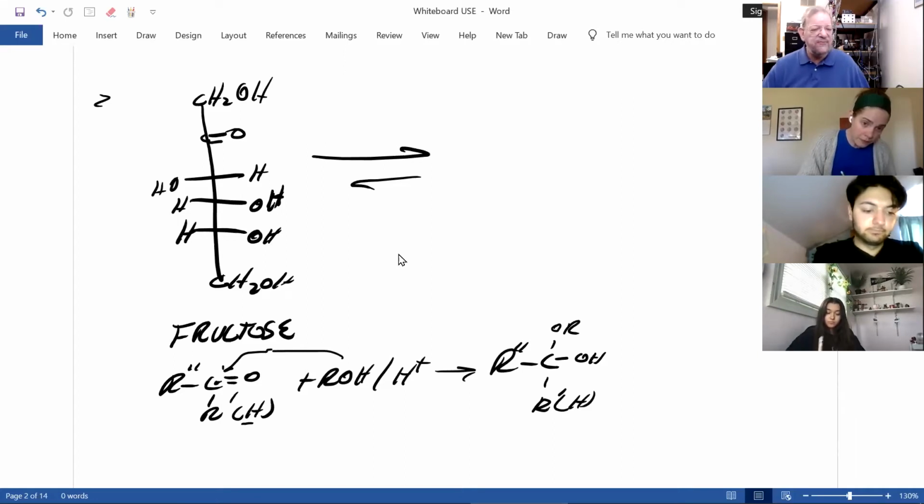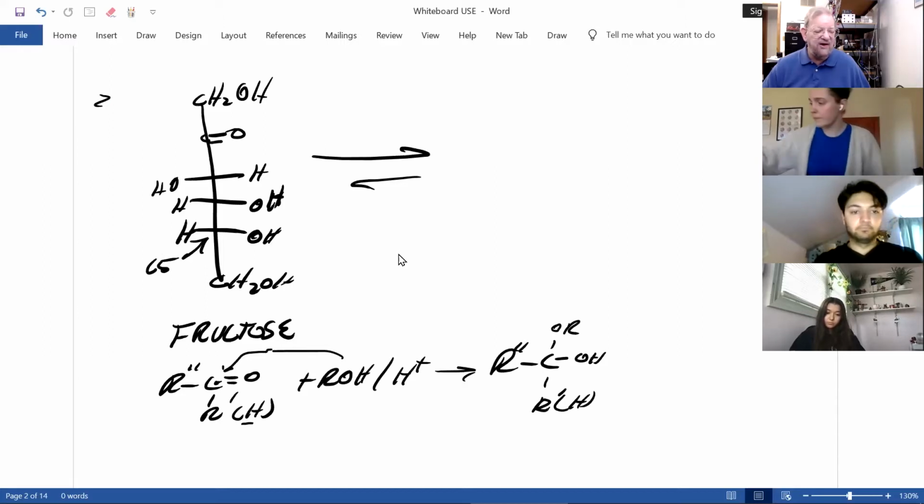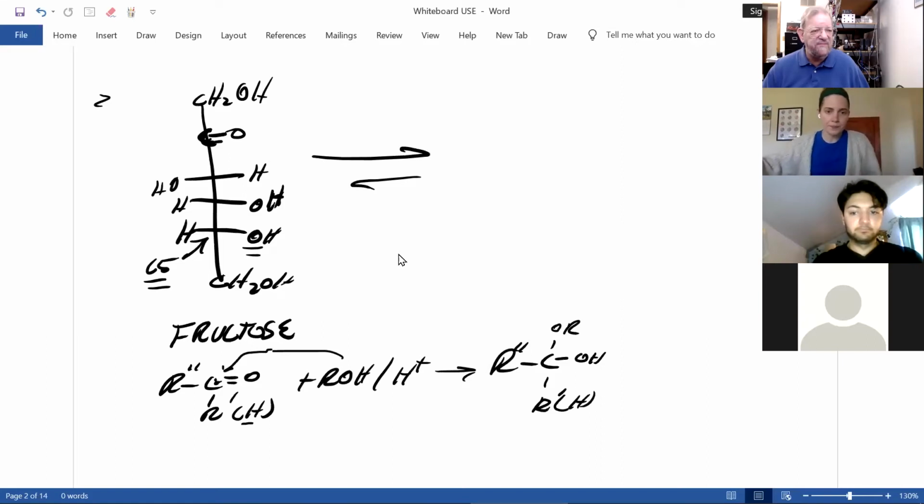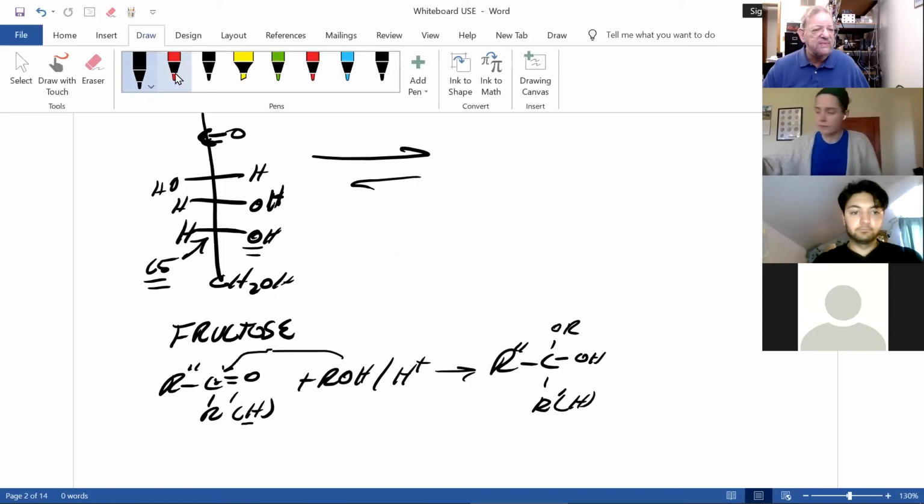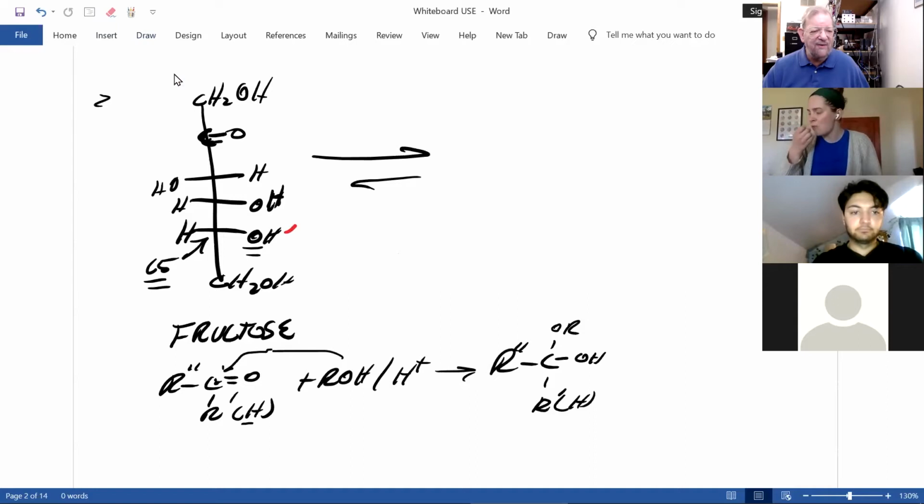However, now, where's our alcohol? Turns out in fructose, it's the same alcohol, the hydroxyl group on carbon 5. And here's my carbonyl, this right here. And now this attacks that carbon, just like this attacks the carbonyl carbon.